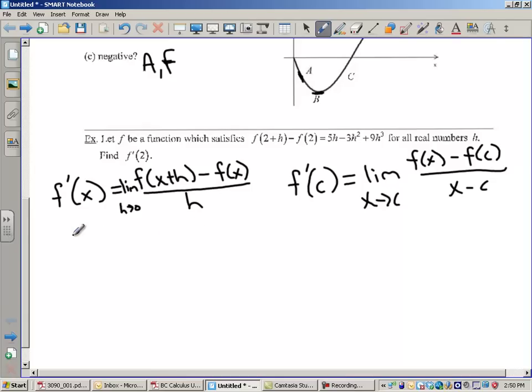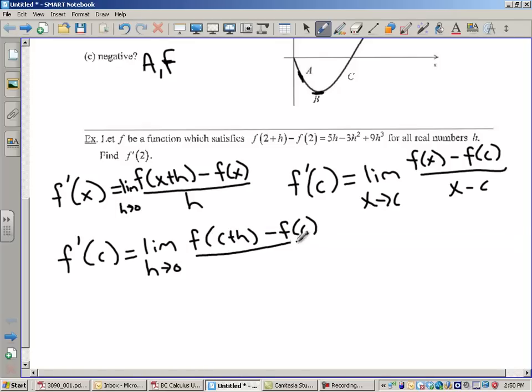There's also one more, and that is that f prime of c can be found using this formula but plugging in c for x immediately. And that would be the limit as h approaches 0 of f of c plus h minus f of c all over h. It's very similar to this one, but the x has been replaced with c.